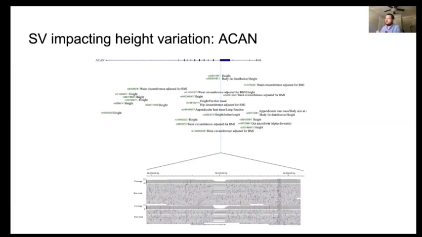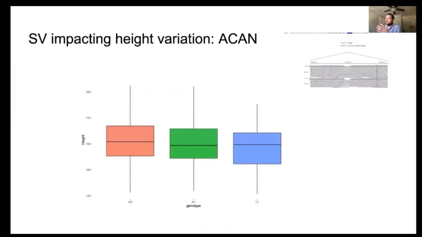When we stratify our data set according to this deletion, we can see a trend. It's nothing too significant, frankly, but it's a nice trend where people having a homozygous deletion at this locus, the blue group, have a little bit lower height than the red group that don't show any deletion. And people that have a heterozygous genotype at this locus are somewhere in between these two groups.